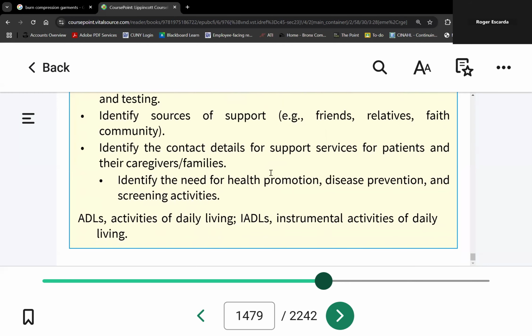All right. Any questions on Addison's disease? Okay, last topic.